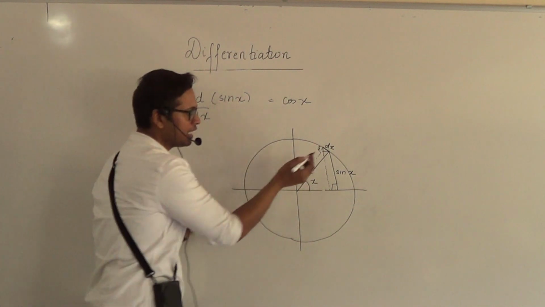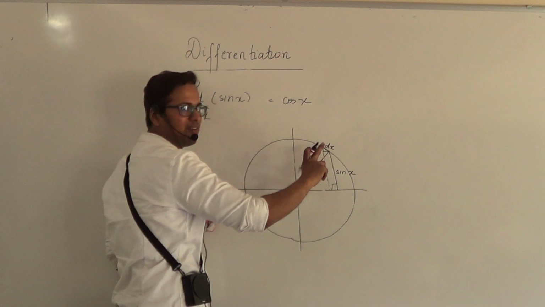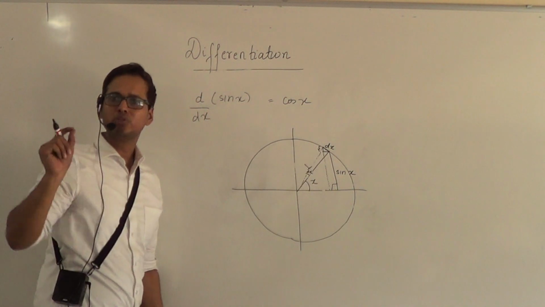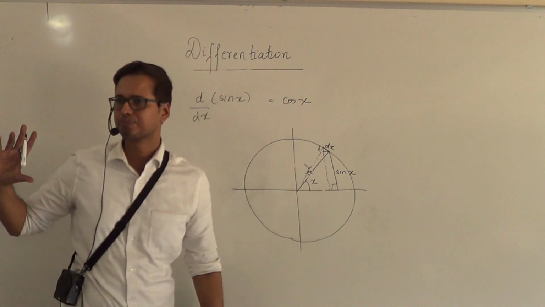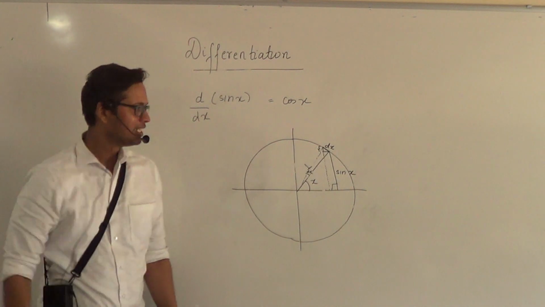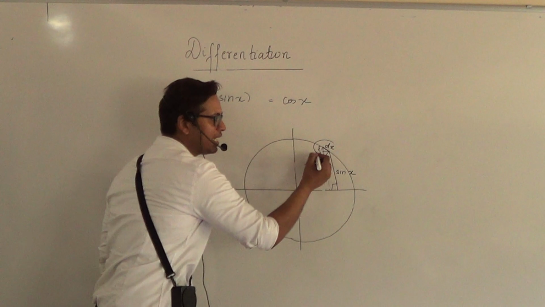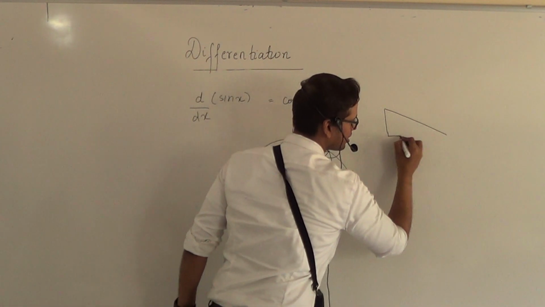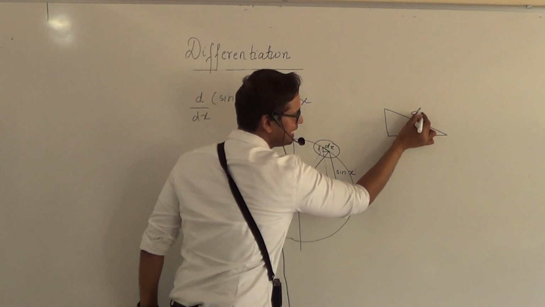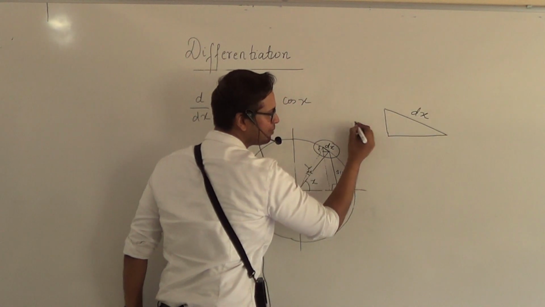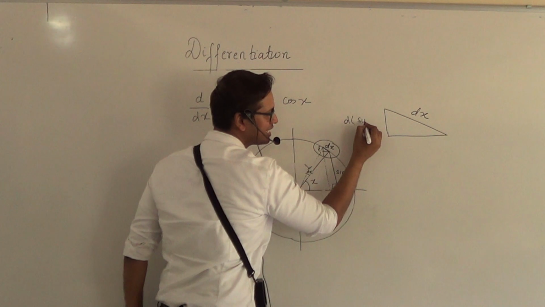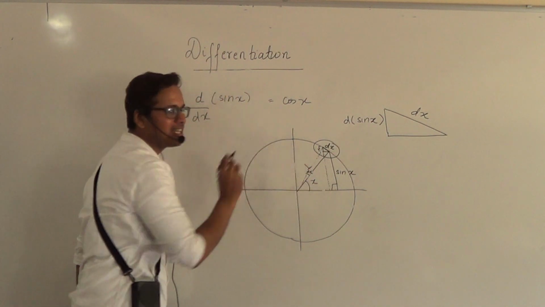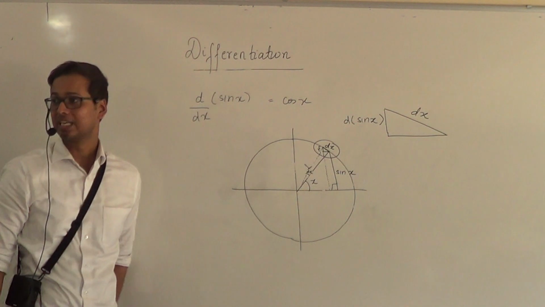Now being a triangle of unit length, what will be this length? Its length will approximately be equal to the change in the angle. So this triangle, I am going to zoom in a little bit. This is your dx, and this increment is actually the increment in the side of the triangle, which is this part shown by curly brackets. Therefore, this will be the cos x.